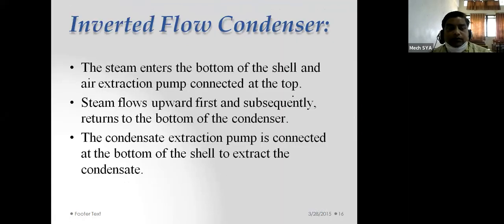In inverted flow, the steam enters at the bottom of the shell and the air extraction pump is connected at the top. It is reversed in this one. The steam flows upward first and subsequently returns to the bottom of the condenser. The condensate pump is connected at the bottom.